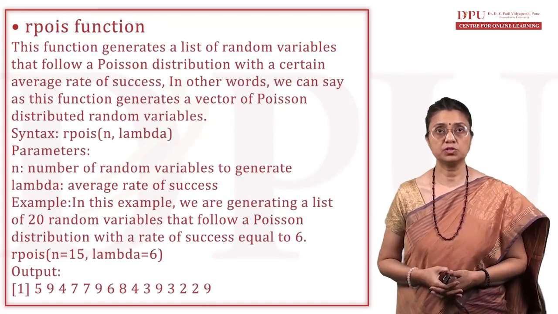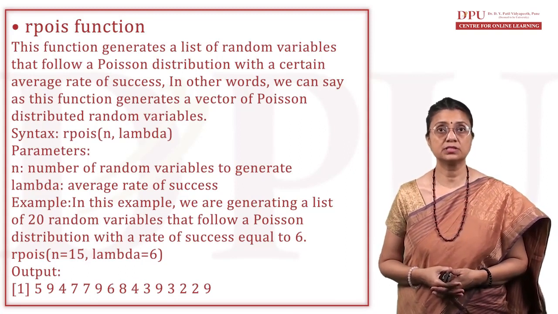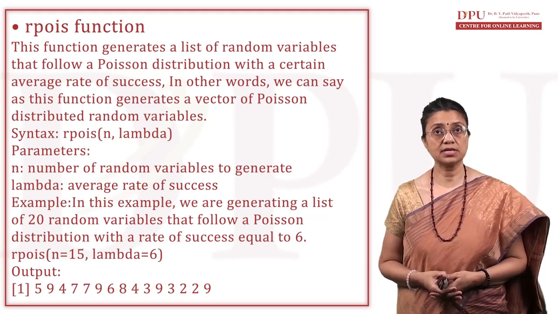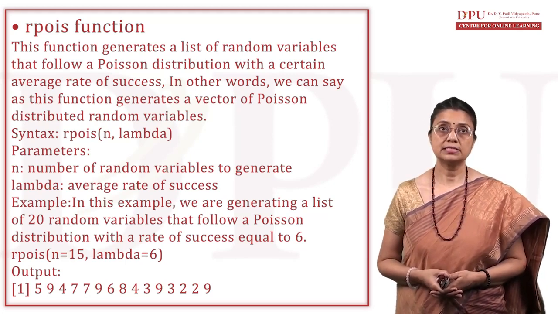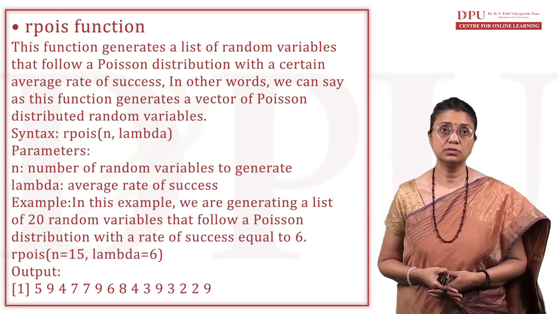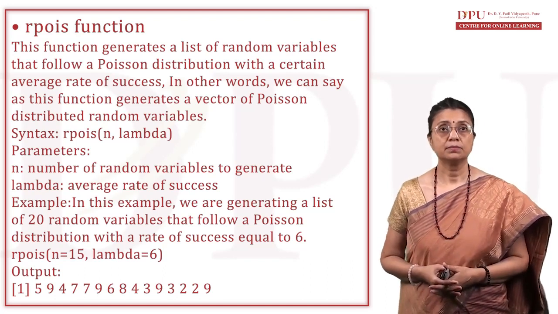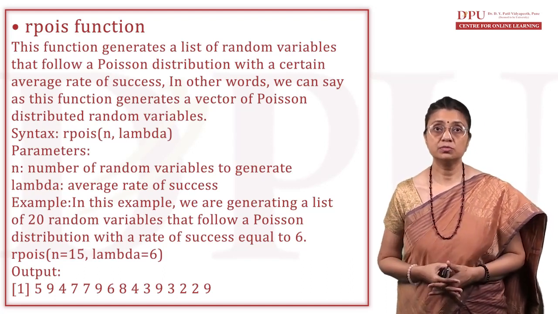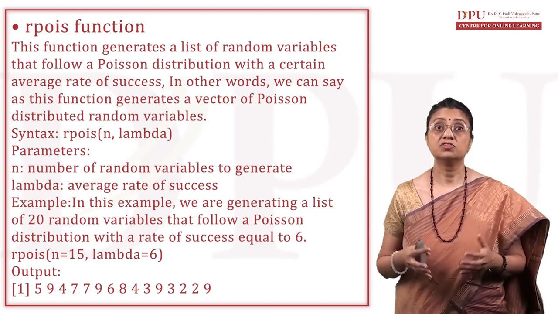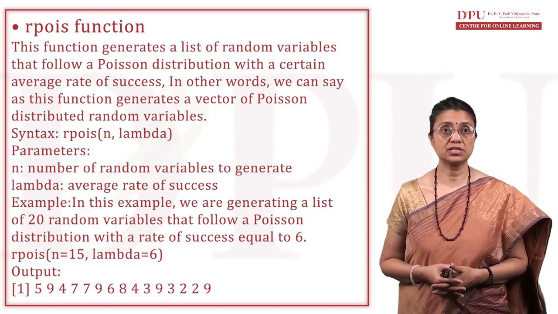Next, we have the rpois function. This function generates a list of random variables that follow a Poisson distribution with a certain average rate of success. In other words, this function generates a vector of Poisson distributed random variables. We can have rpois with n and lambda. The first parameter is n, which is the number of random variables to generate, and lambda, which is the average rate of success.